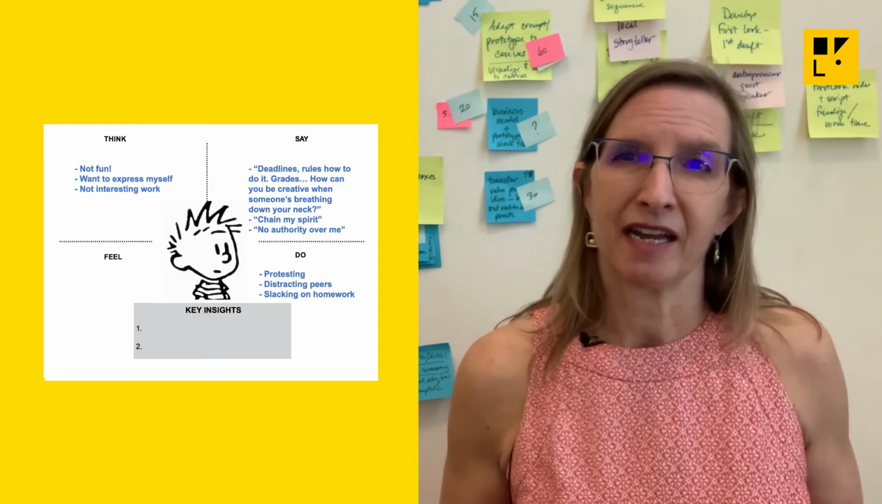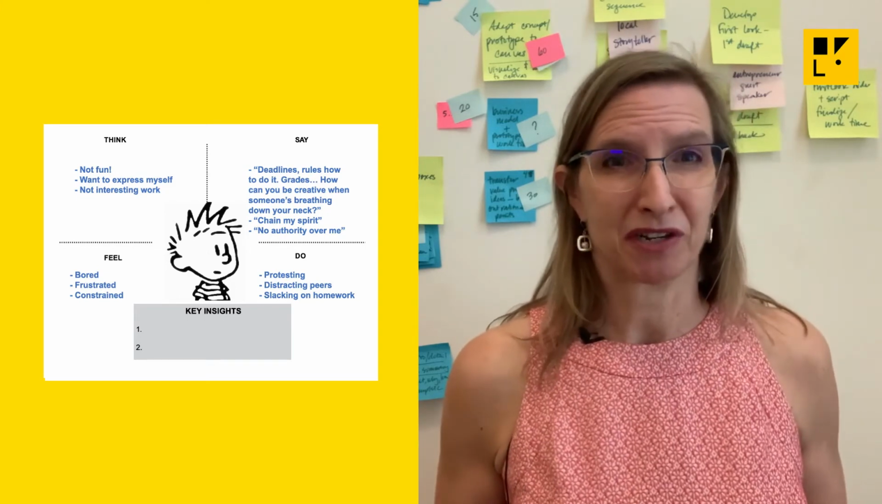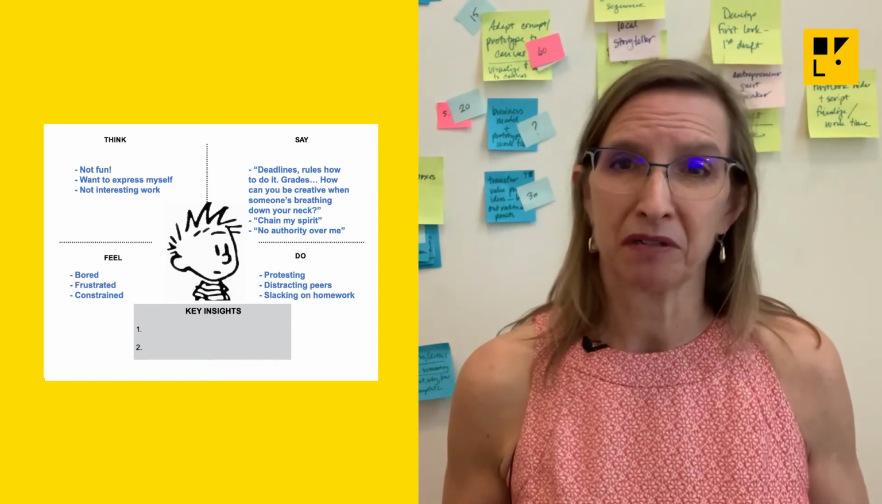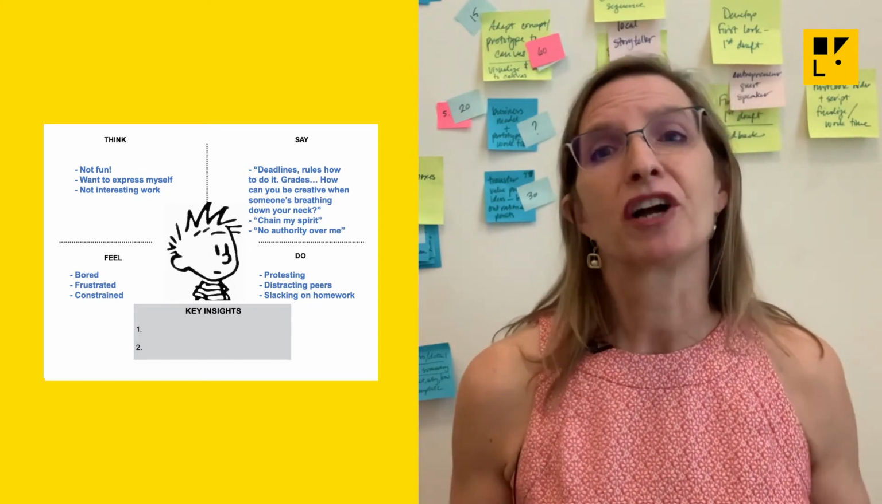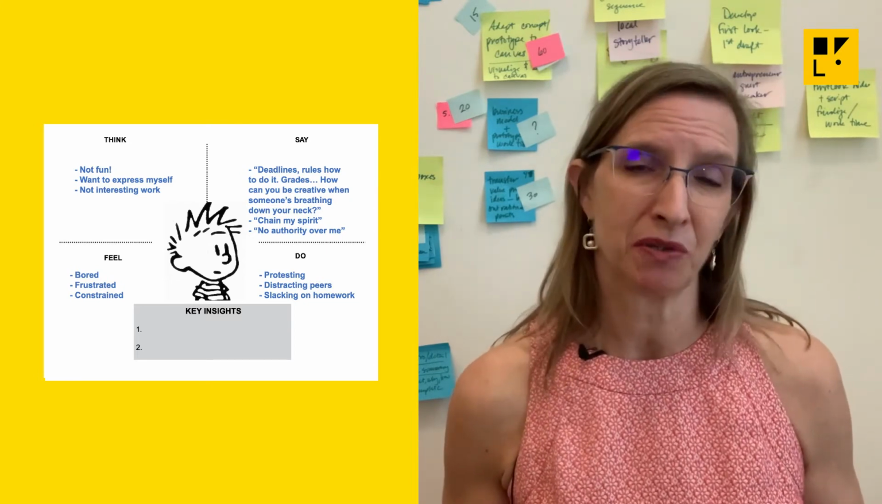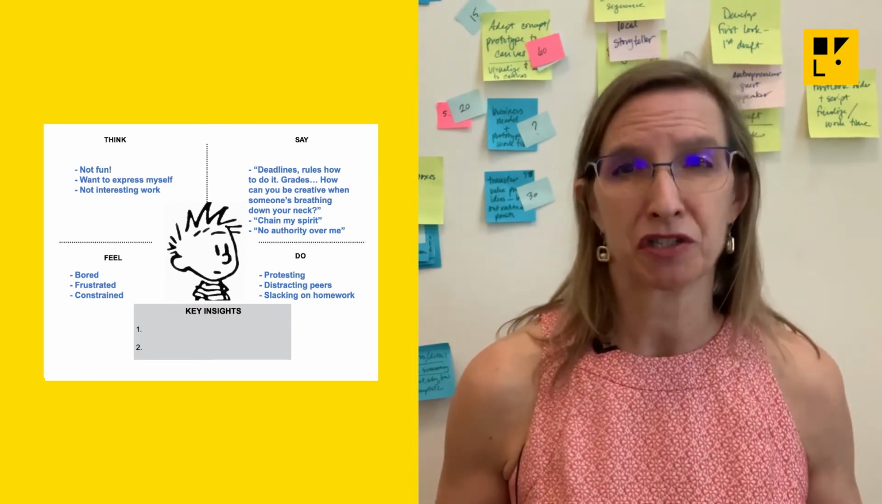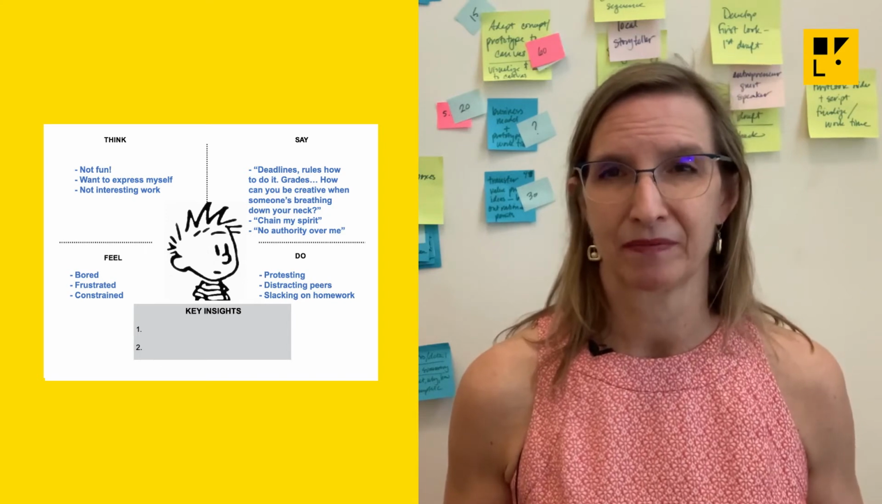On the feeling side, Calvin also has some pretty strong emotions. He looks pretty bored. He's not engaged. He's frustrated by what he's being asked to do, and he feels restrained or constrained by the assignments.